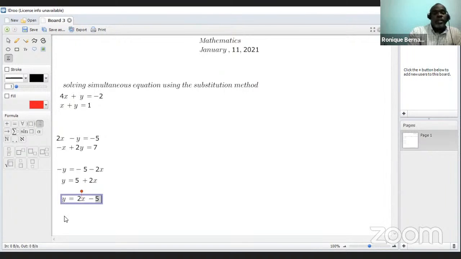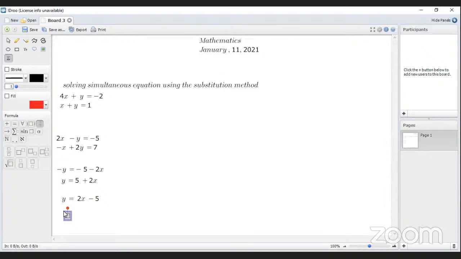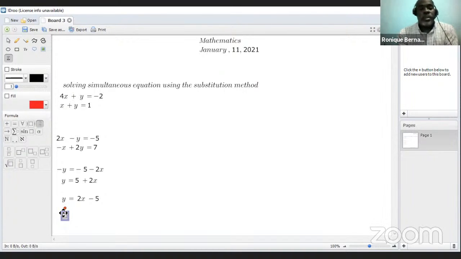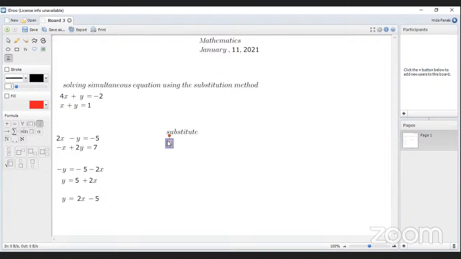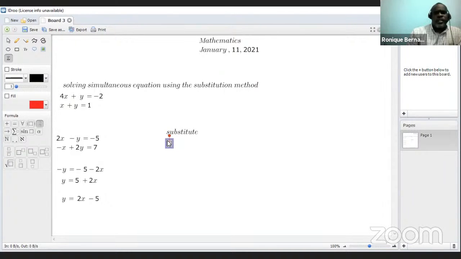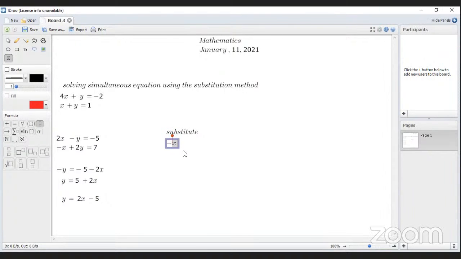And then what else to do after that? We're going to substitute. Okay, yes, sir. What do you want to substitute now? Negative x. Minus x. Okay. The second equation, sir. Minus x, yeah. Minus again. Then I'm going to put bracket.